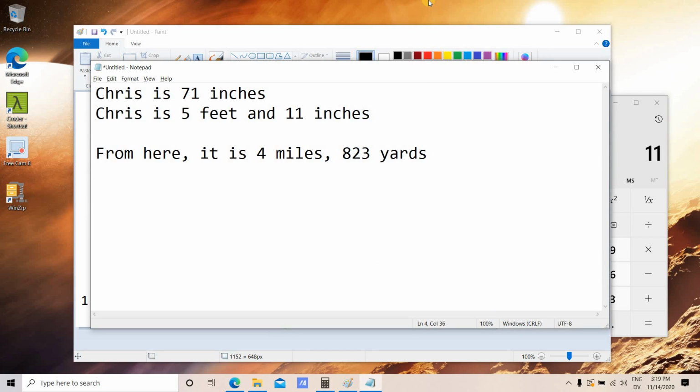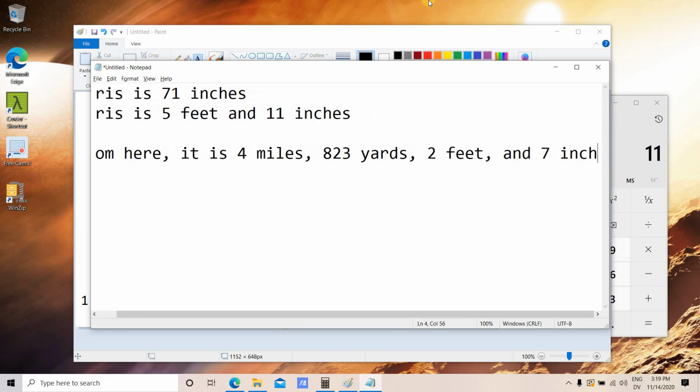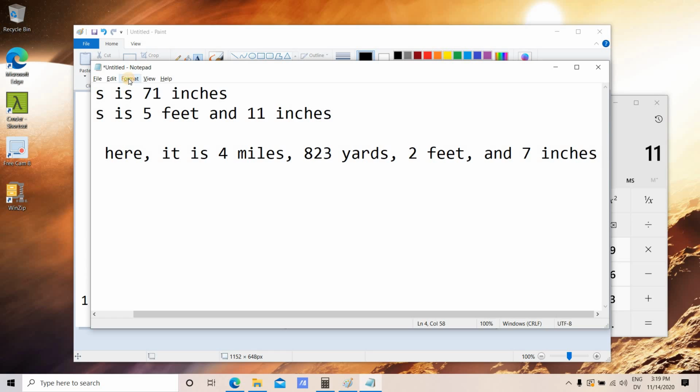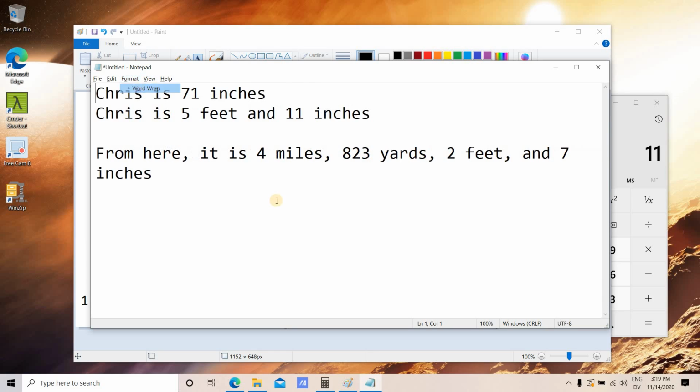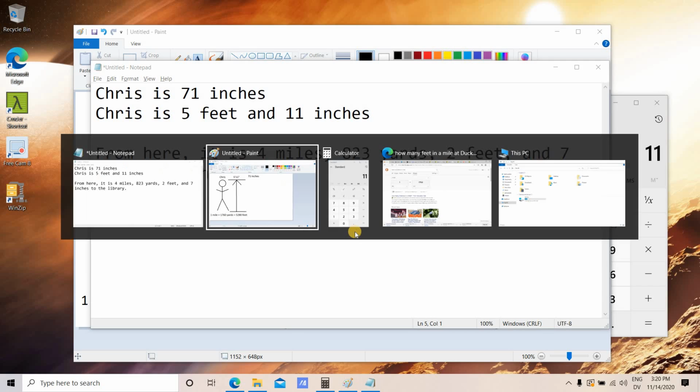And 1 yard is 3 feet, so the feet have to be under 3. Let's just say 2 feet. And 1 foot is 12 inches, so let's say 7 inches. 4 miles, 823 yards, 2 feet, 7 inches to the library. Calculator.